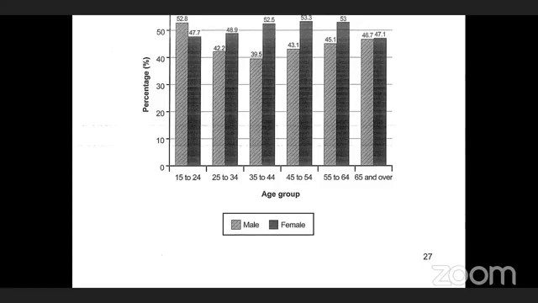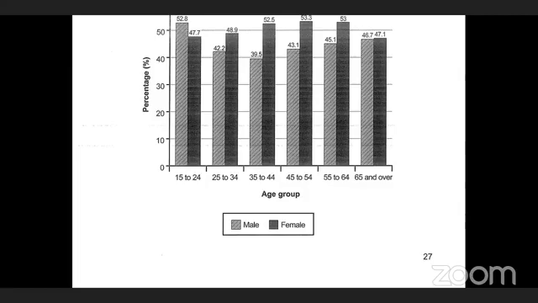Another is a young group of people, 25 to 34. The third one is young old, 35 to 44. And the next group is 45 to 54. The fourth one is older people, 55 to 64. And the last one is the oldest, over 65. There are five groups of people. And the black one is for female, and the other one is for male.